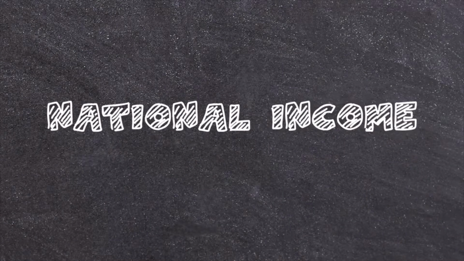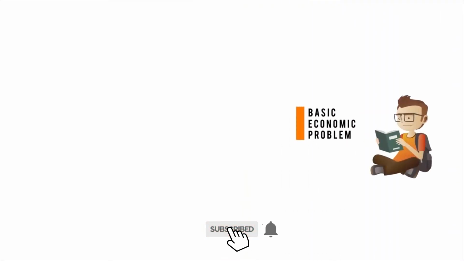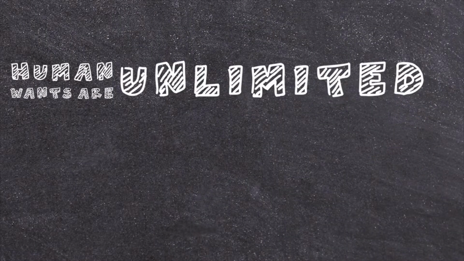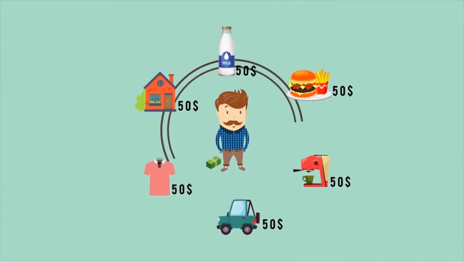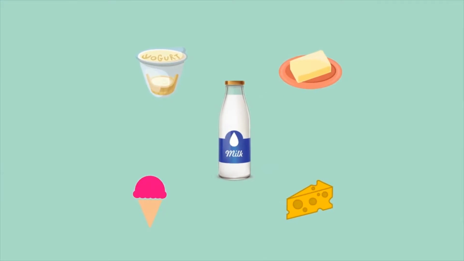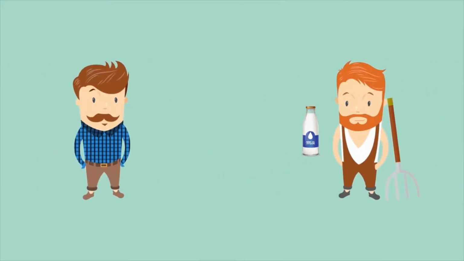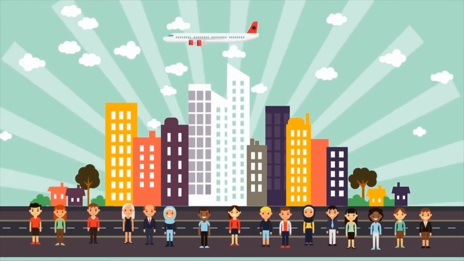National income. The study of economics is rooted to the basic economic problem of scarcity, which says that human wants are unlimited in relation to the resources, which are limited. Therefore, economics is the study of how human beings make choices to allocate scarce resources, which have alternative uses, to satisfy their unlimited wants in such a manner that customer can maximize their satisfaction, producer can maximize their profits, and society can maximize its social welfare.